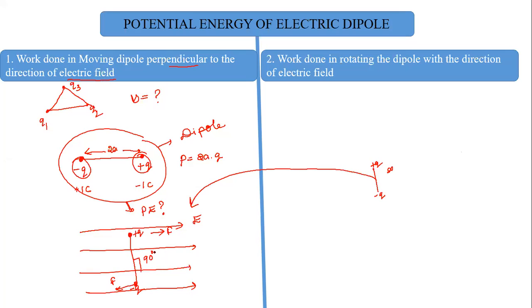Also, while moving it, the acceleration must be equal to 0. The acceleration of this charged particle must be 0. Why must the acceleration be 0? If it is not 0, the charges are in motion, and charges in motion constitute electrodynamics. But here we are studying electrostatics.